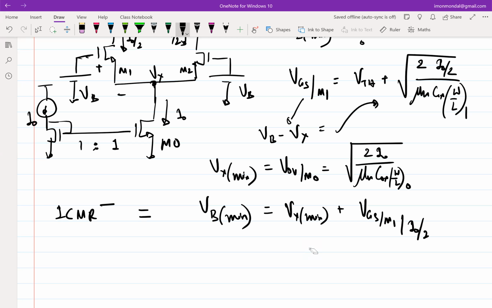Okay. So now, again, let's only consider the left-hand side of the branch. Since we have an ICMR minus, we'll also have an ICMR plus, right? Which essentially will mean how high VB can go. So now tell me, if I only consider the left side branch, not the right side branch, how high can VB go?